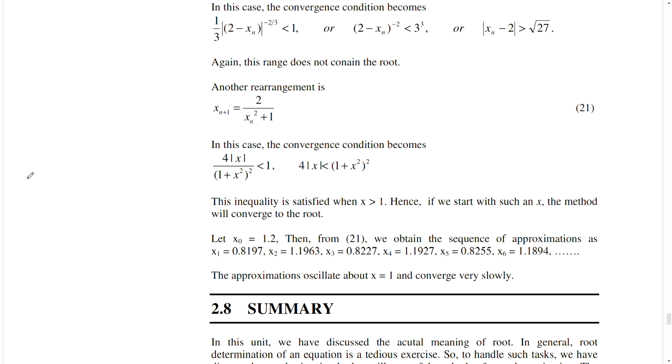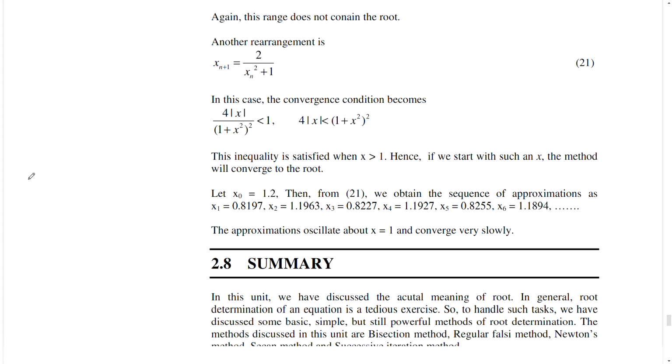Let x0 = 1.2. From (21) we obtain the sequence of approximations x1 = 0.8197, x2 = 1.1963, x3 = 0.8227, x4 = 1.1927, x5 = 0.8255, x6 = 1.1894, and so on. The approximations oscillate about x = 1 and converge very slowly.